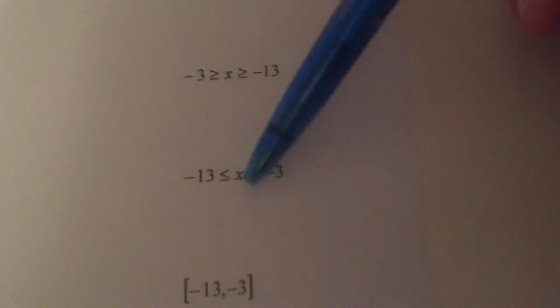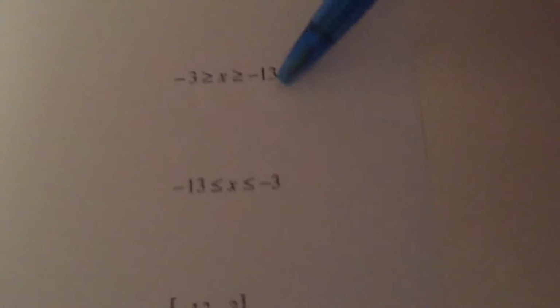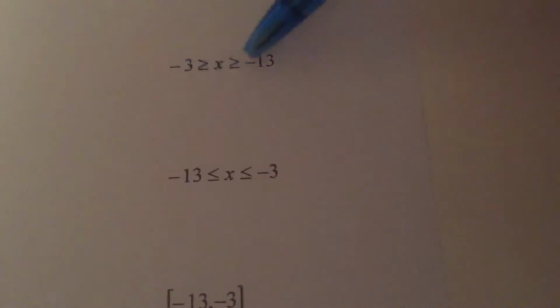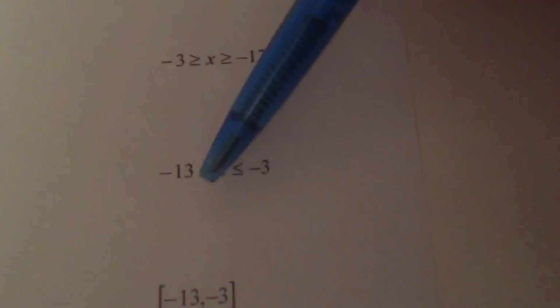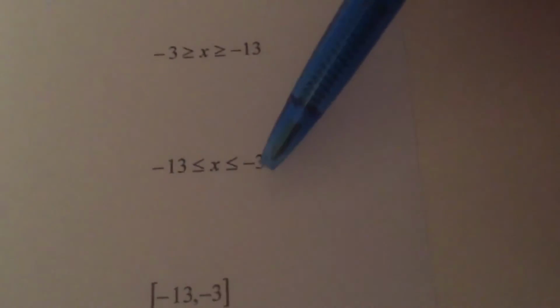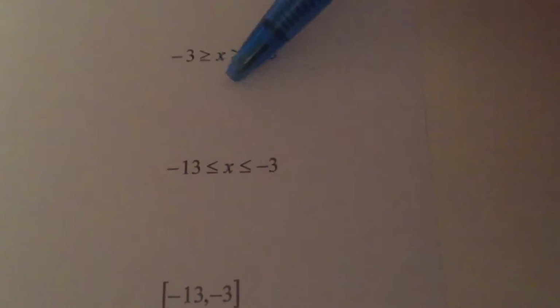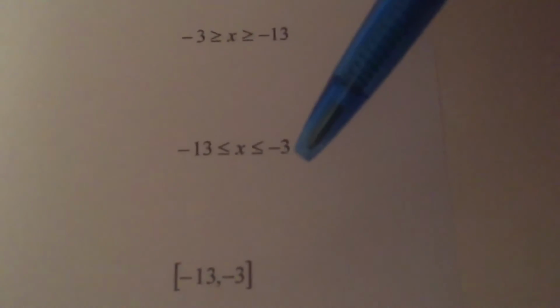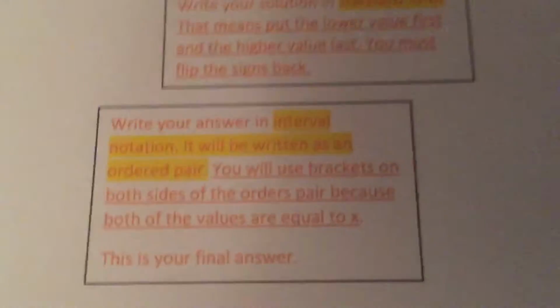So this looks normal to most people, more than that does. So we're just saying it backwards from what that says. So -13 is less than or equal to x, which is less than or equal to -3. It means the same thing, it's just written differently.